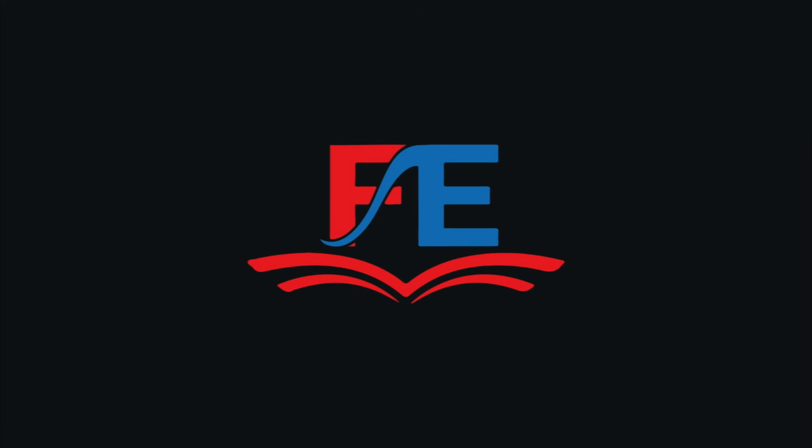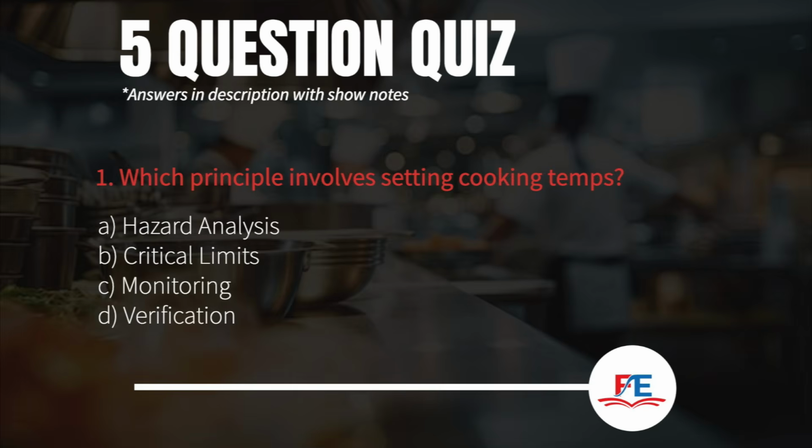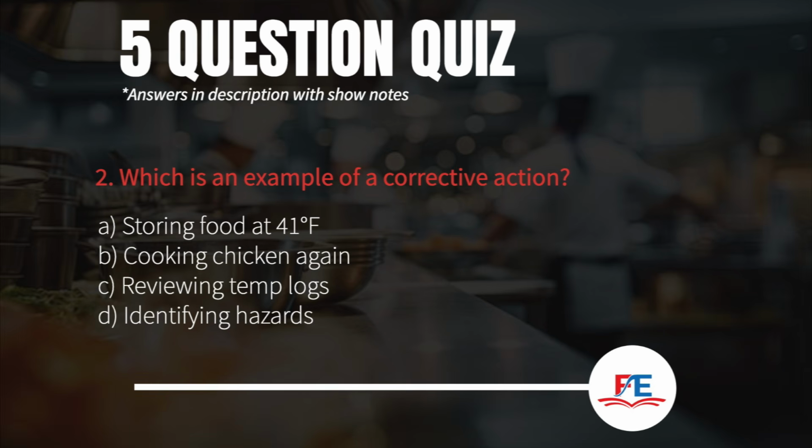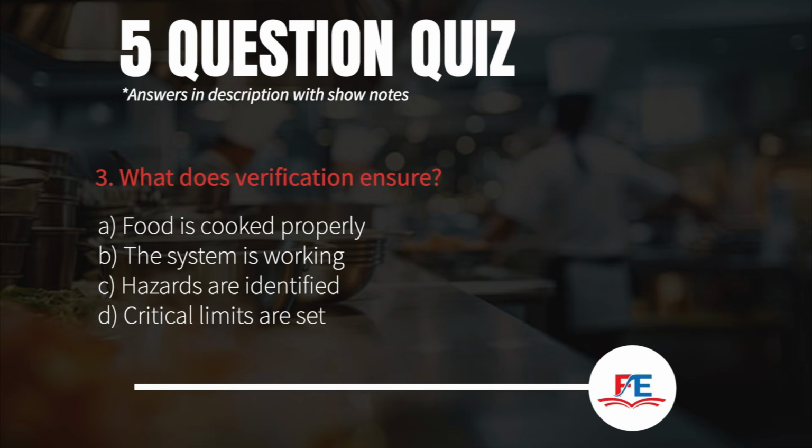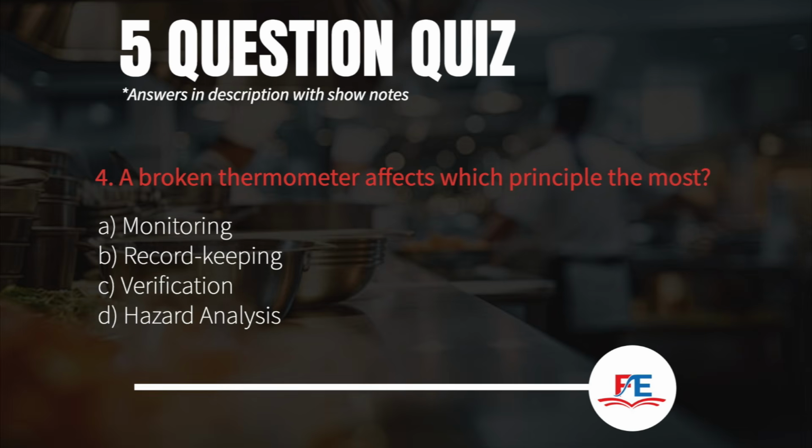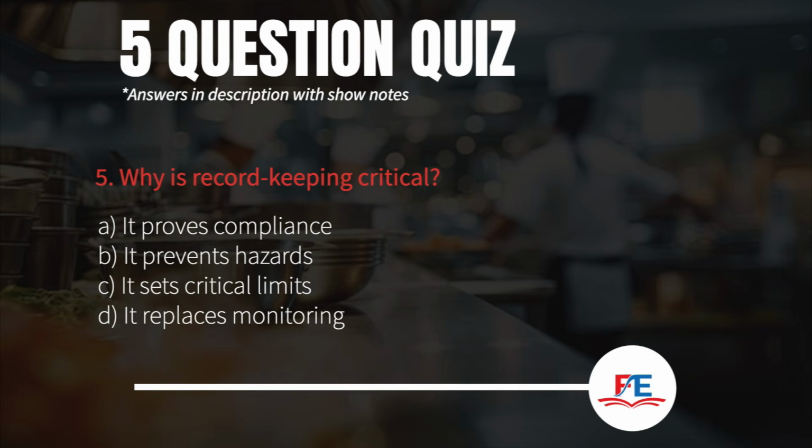Let's test your knowledge with 5 quick questions. I'll read them to you, and then you can go into the description down below and find the answer. Question 1, which principle involves setting cooking temps? Question 2, which is an example of a corrective action? Question 3, what does verification ensure? Question 4, a broken thermometer affects which principle the most? And question 5, why is record keeping critical?